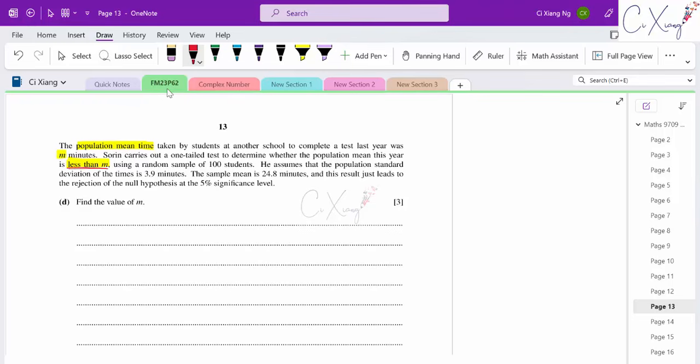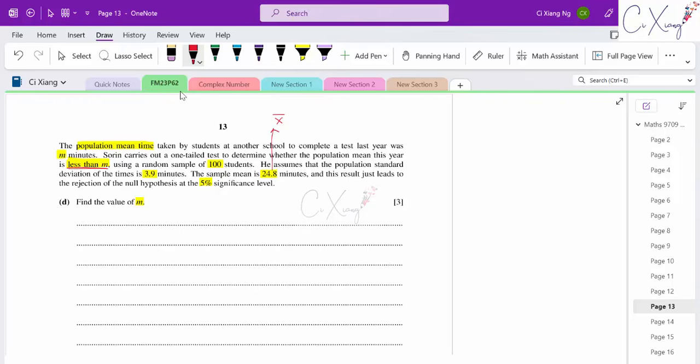Using a random sample of 100 students, he assumed that the population standard deviation is 3.9 minutes. The sample mean is 24.8 minutes. So this is basically the sample mean, which is x bar. And this result just leads to the rejection of the null hypothesis at the 5% significance level. So they want us to find the value of m. So how can I find out the value of m?